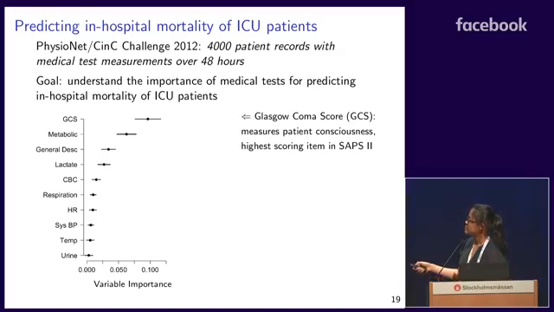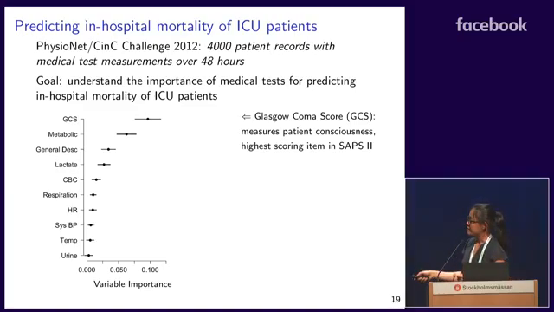And at the very top, we have the Glasgow-Coma score. And so this kind of makes sense because it's a scoring system that measures patient consciousness. It's measuring very basic abilities like can you move your eyes, can you respond verbally, do you have motor control? And it's the highest scoring item in many ICU scoring systems.